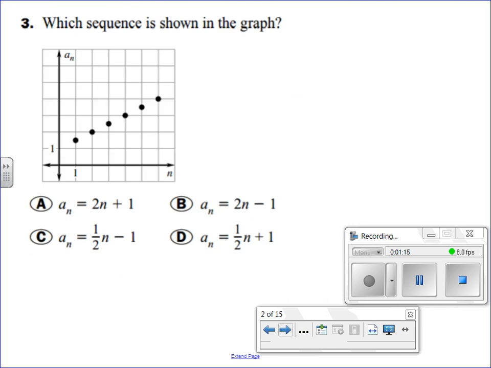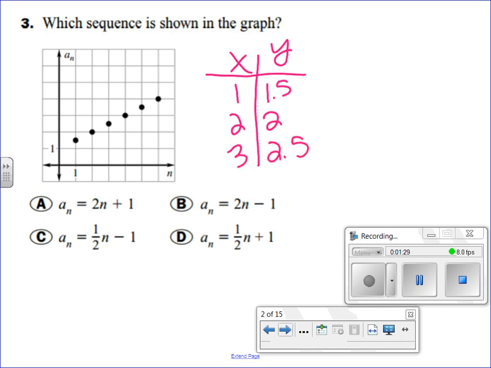Number 3, which sequence is shown in the graph? I definitely would make a chart for myself, an X and a Y chart. The coordinate (1, 1.5) is being pictured. The coordinate (2, 2) is being pictured. The coordinate (3, 2.5) is being pictured. And that's probably enough to see what's going on. It has a slope of 1/2. You can see it's growing by 1/2. So it has to be C or D. It has to have a slope of 1/2. So choose between C and D.